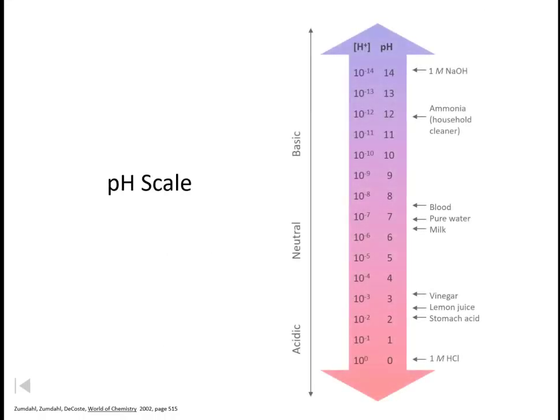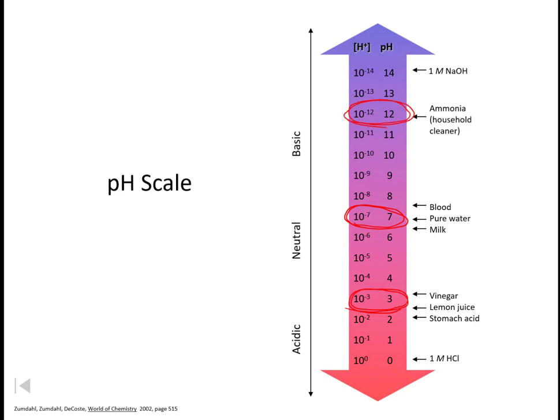So if we look at a pH scale like this, something like pure water would have a pH of 7. But vinegar has a pH of 3. Would that make vinegar an acid or a base? That's right, it would make vinegar an acid. And here we've got ammonia. Ammonia has a pH of 12. Would that make ammonia an acid or a base? Good, that would make ammonia a base.